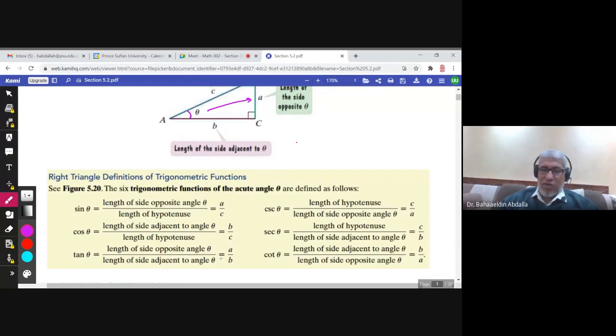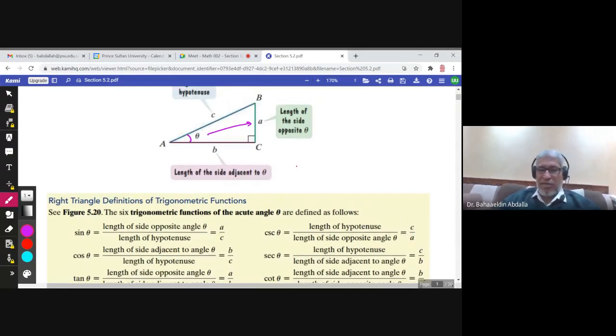So you need to understand this and memorize these definitions. You will be given a right triangle like this, and you will be given A, B, C, for example, and he will ask you to find the 6 trigonometric functions of theta. So sine, cosine, tan, secant, cosecant, cotan are called the 6 trigonometric functions of the acute angle theta. Remember, we deal only with acute angles in this section. So all angles in this section are between 0 and 90 degrees.